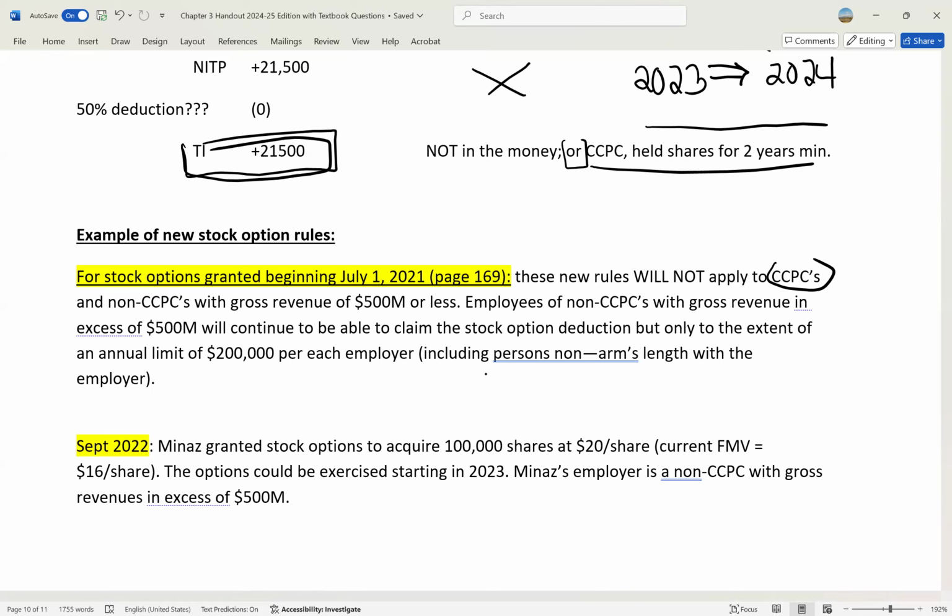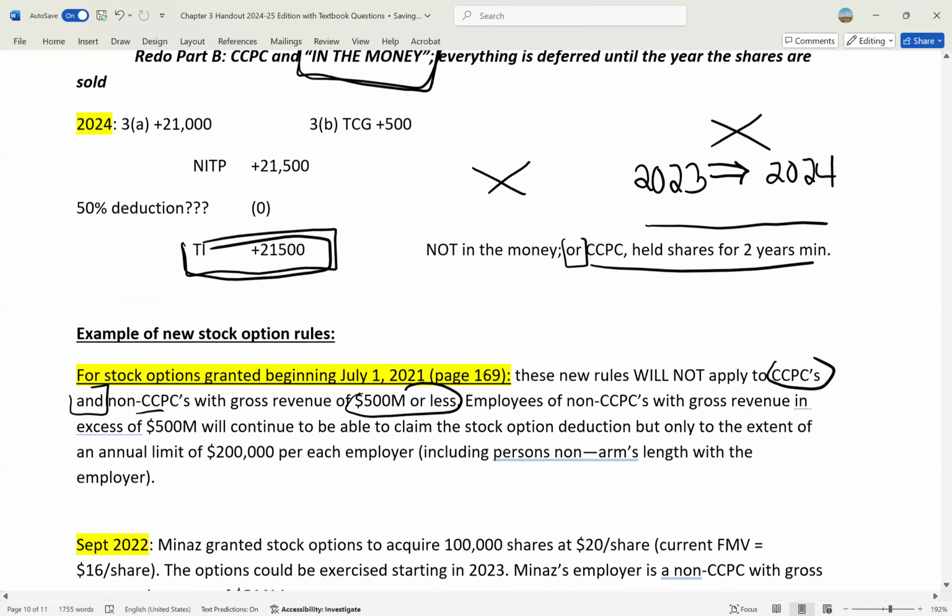The rules will also not apply if you are a non-CCPC and your gross revenue is 500 million or less. So what they're saying is that if you're not a CCPC, maybe you're a public company, the rules will only apply if your gross revenue is over 500 million. So it has to be a really big public company or non-CCPC in order for these rules to apply.